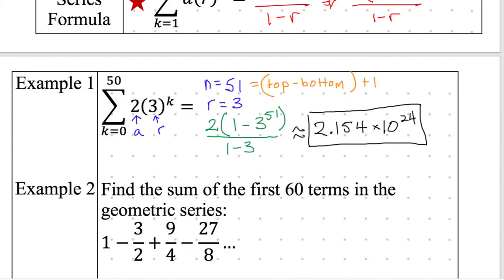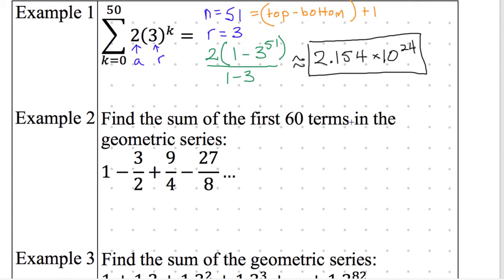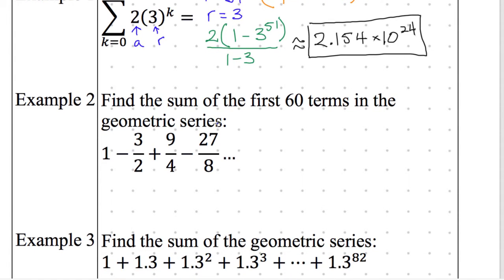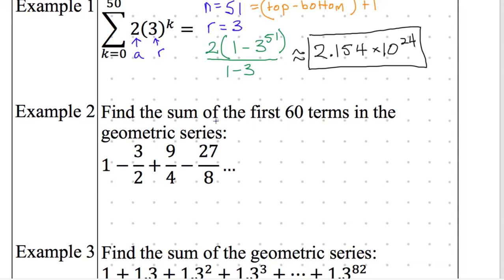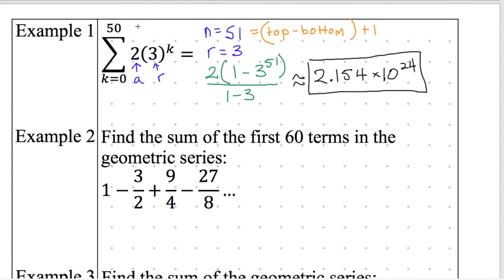All right. We are back. Today is the 13th of March. Yesterday we left off on example 1. We are now on example 2. This is a slightly different type of problem because now we know exactly how many terms. We don't have to do start or top minus bottom plus 1. It just tells us, hey, n is equal to 60. Write it down. N is 60.